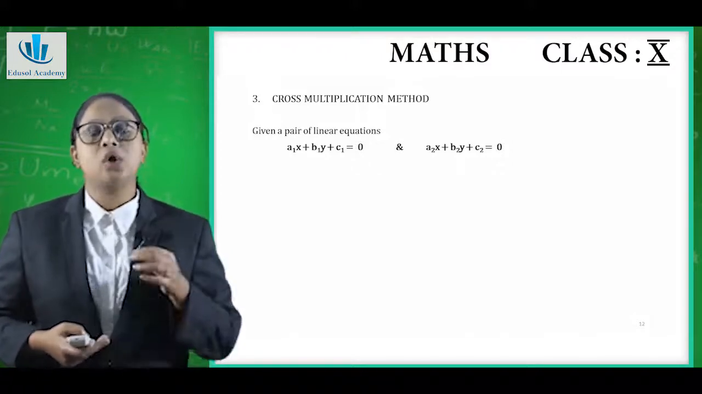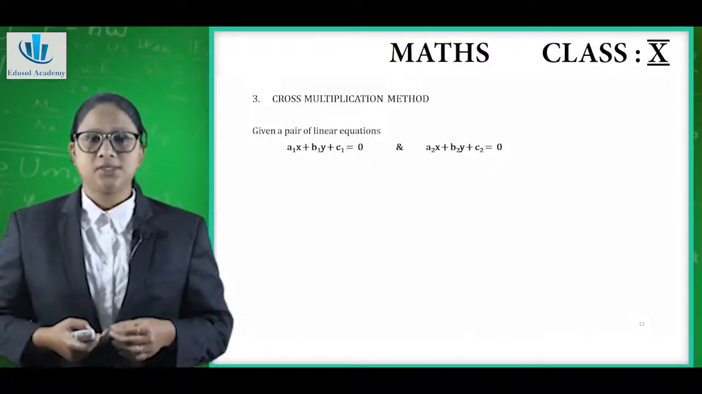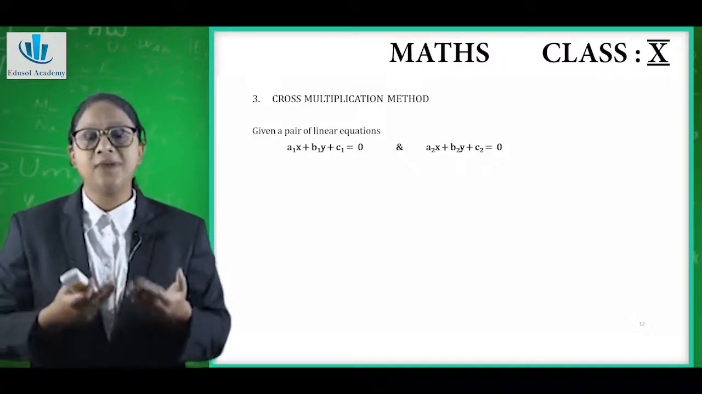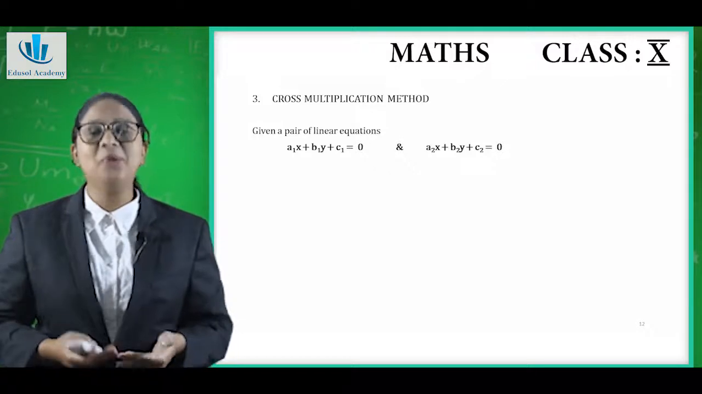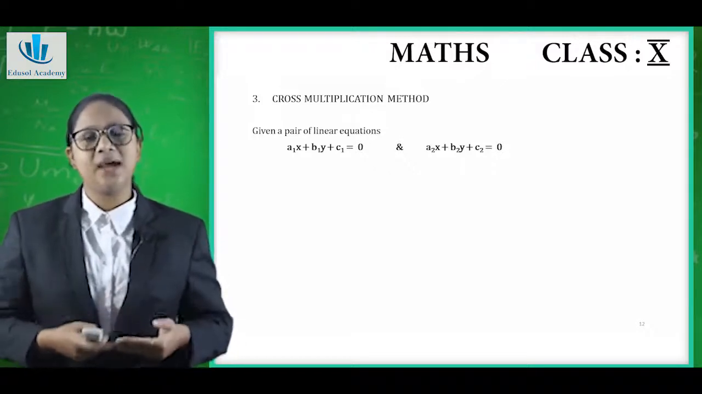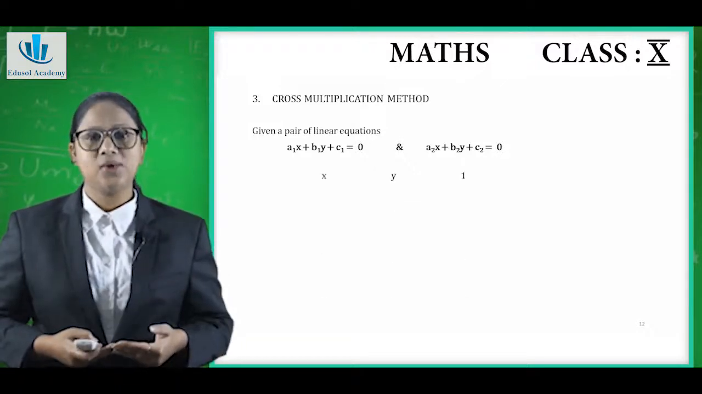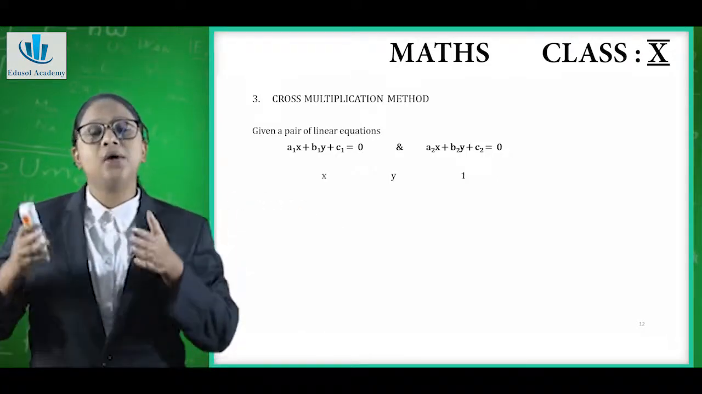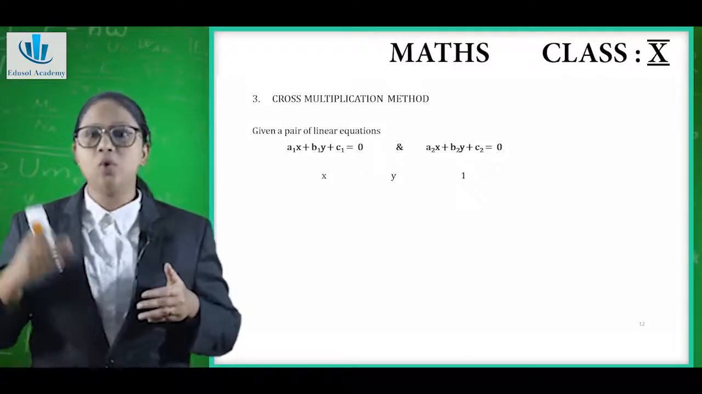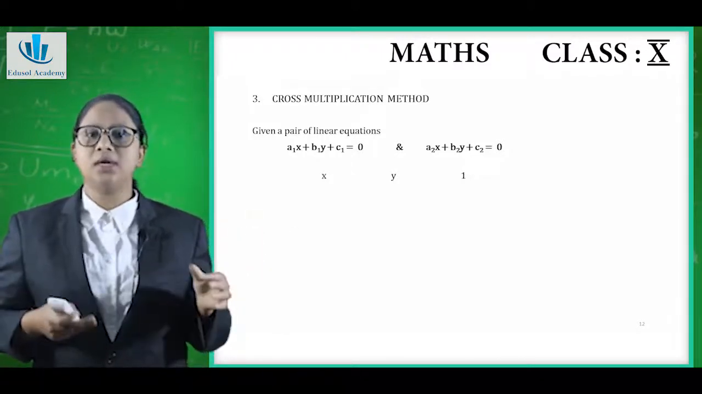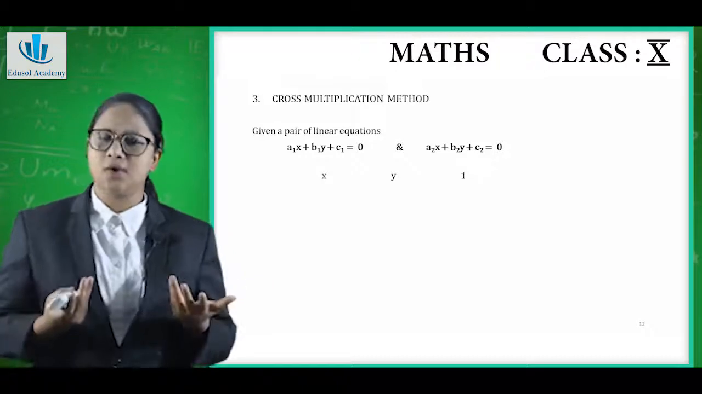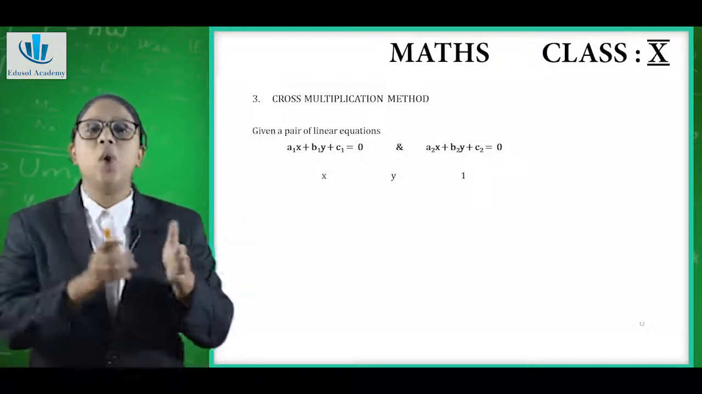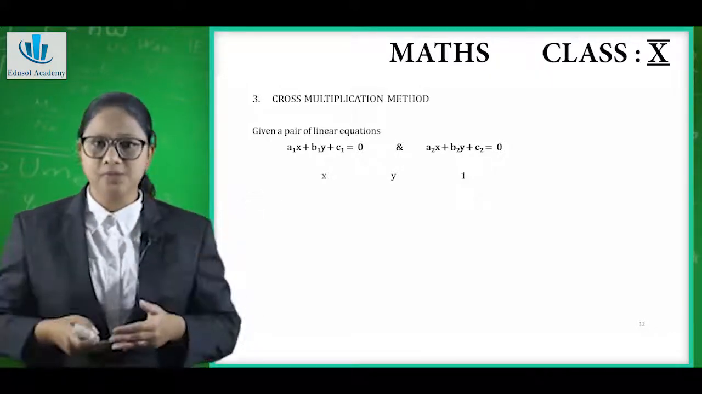So this is called cross multiplication. Again, we have to begin from the general formula a1x plus b1y plus c1 is equal to 0 and a2x plus b2y plus c2 is equal to 0. So we have to write x, y, 1 like three columns. We know x, we know y, and 1 is simply the factor multiplied to the constant. I hope that's clear.